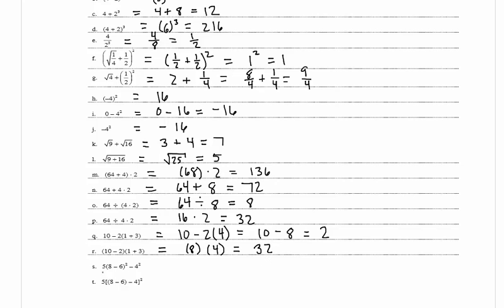In S, we have 5 times (8 minus 6) squared minus 4 squared. So the first thing we're going to do is take care of inside the parentheses. We have 5 times 8 minus 6 is 2 squared minus 4 squared. And now we want to take care of our exponents. So we're going to have 5 times 2 squared is 4 minus 4 squared is equal to 16. And now we're going to take care of our multiplication. 5 times 4 is equal to 20 minus 16 is equal to 4.